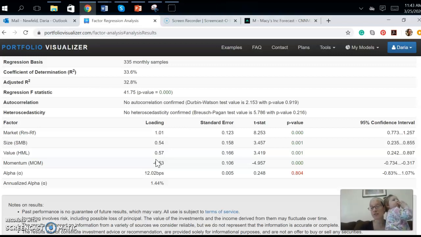If I truly believe that technical analysis does have some validity and that I should be including my momentum factor in there, then maybe once I consider that, I might want to include this in my portfolio. Those are the things I'm going to be asking you to do in this assignment.